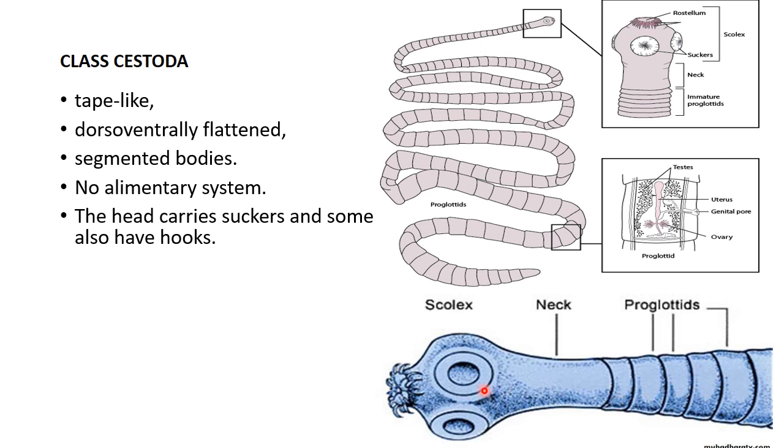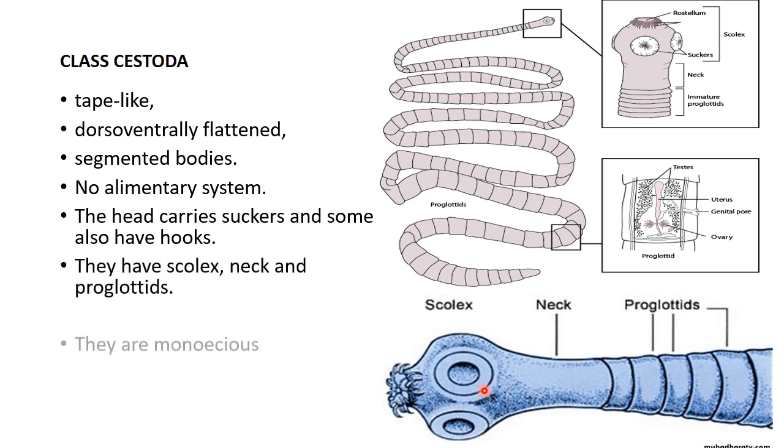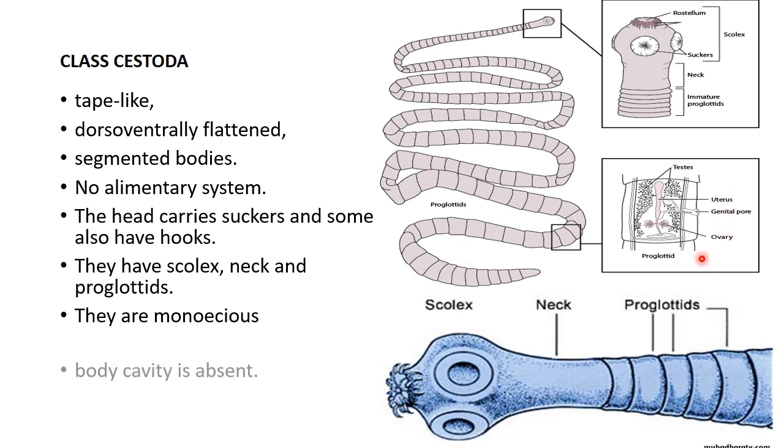All right, then we have already said that they are monoecious, meaning that they contain both male and female reproductive organs. All right, then their body cavity is simply absent, and they are oviparous. What do we mean by that? It simply means that they have a characteristic of reproduction where they lay eggs. Ovi from ovum, or eggs.